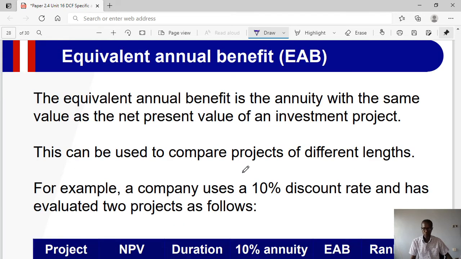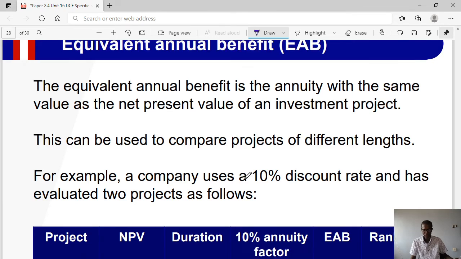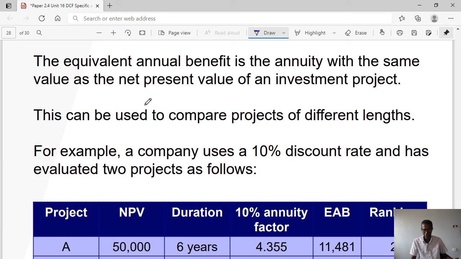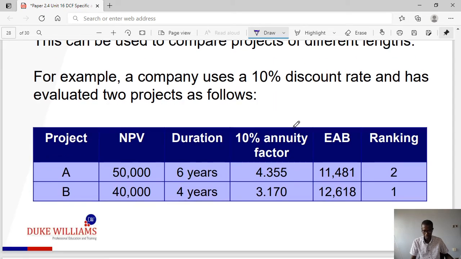We can use the same principle when we are finding the benefit to be derived from an investment or a particular activity. The same formula, the same principle. Now, because it is benefit, we will be guided by choosing the higher or the highest equivalent annual benefit. So equivalent annual benefit is the annuity with the same value as the net present value of an investment project. This can be used to compare projects of different lengths. And assuming we have project A and B, and they have different NPV and different duration, to see which one to choose.